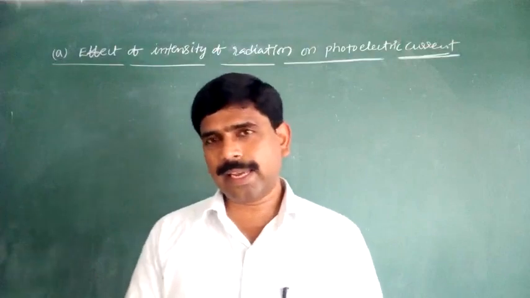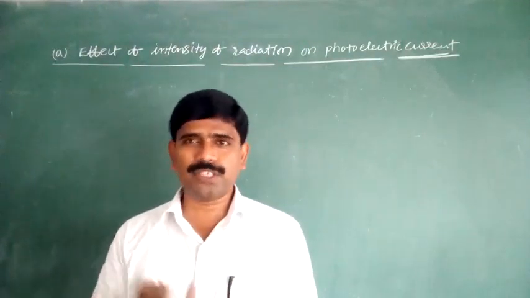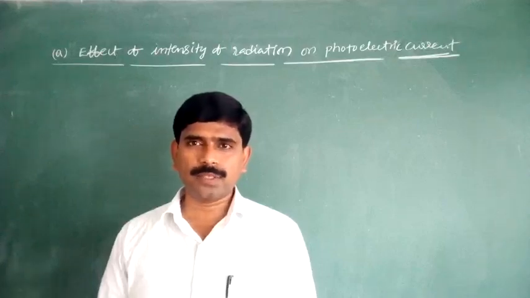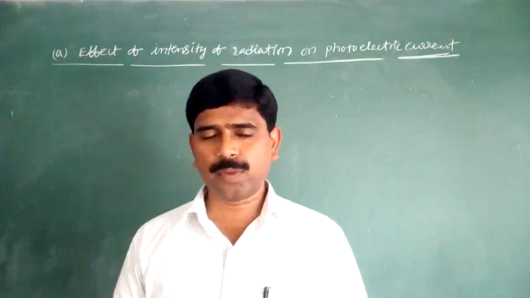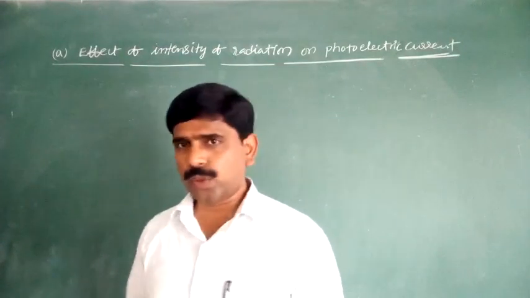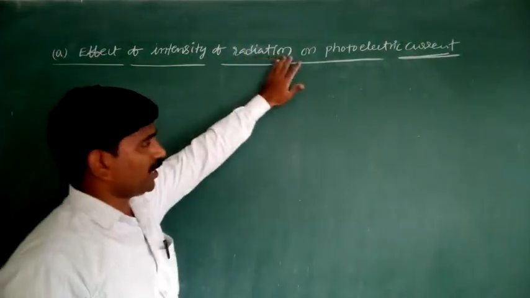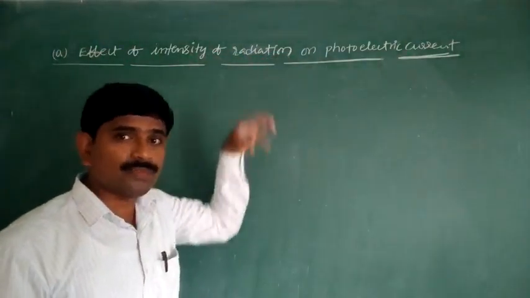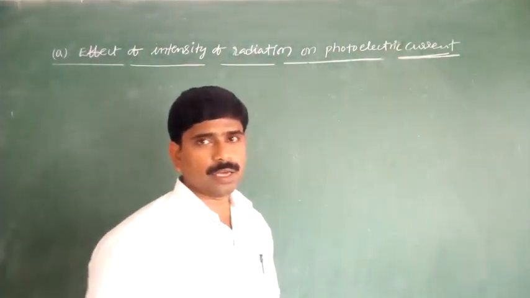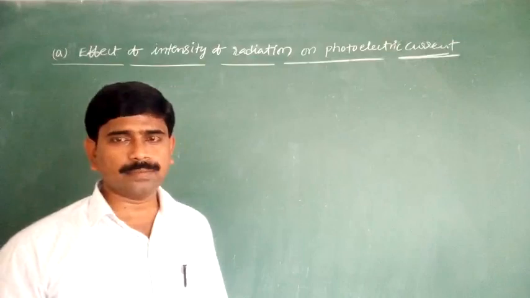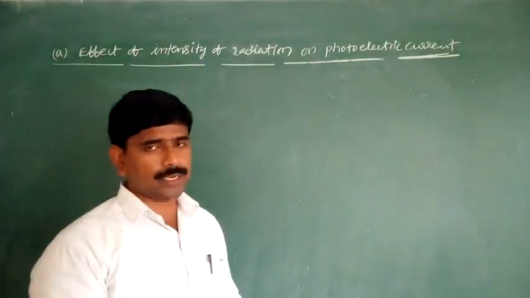From that experiment, what are the conclusions? What are the observations from Lenard's experimental study? The first one is the effect of intensity of incident radiation on photoelectric current.